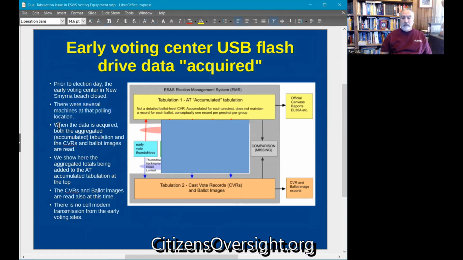When the data is acquired, both the aggregated tabulation and the CVRs and the ballot images are read off the thumb drive. Now, early voting centers don't have any cell modems. The aggregated totals here are being read out with a red line, and they go up here to the accumulated tabulation, also using the word aggregated tabulation.